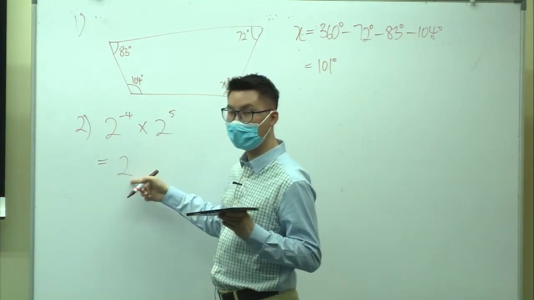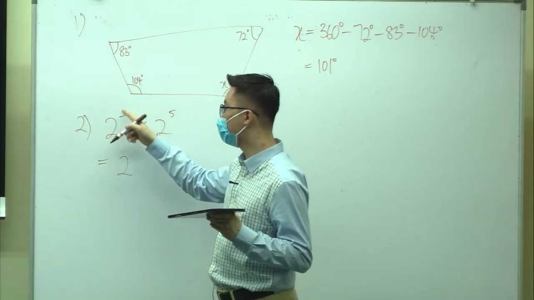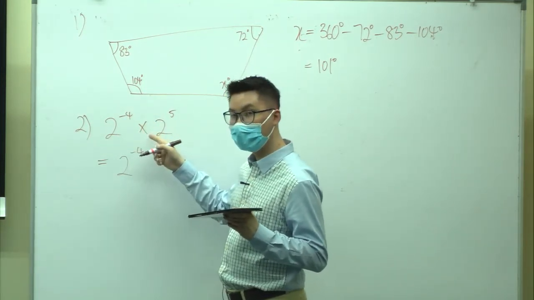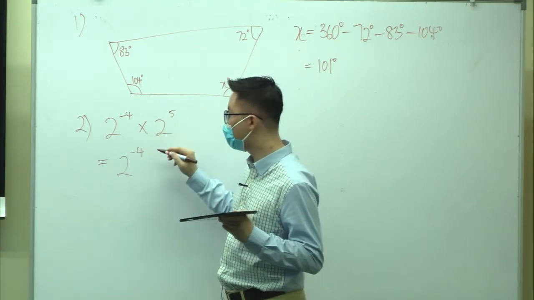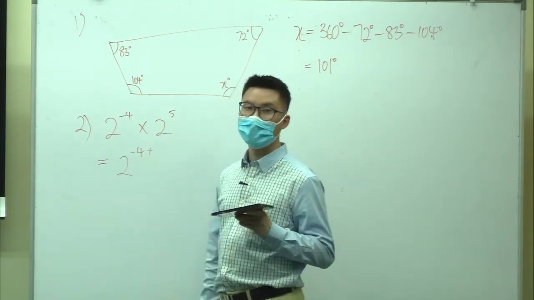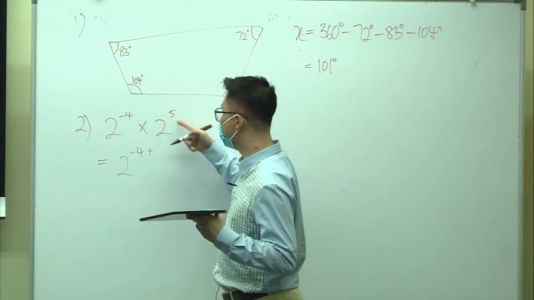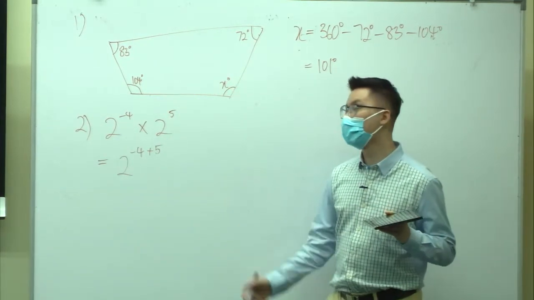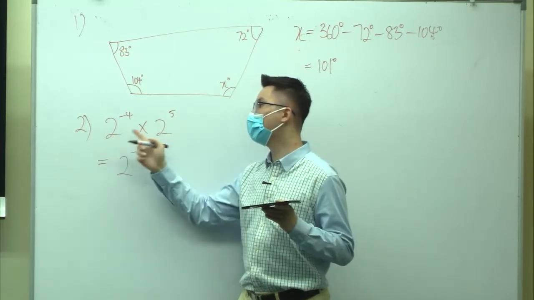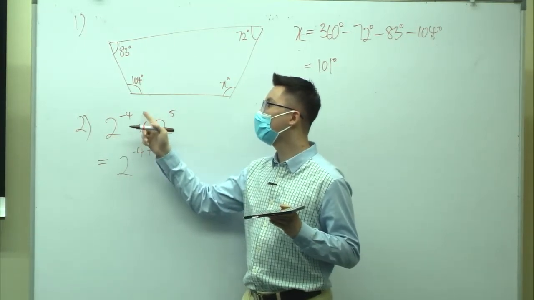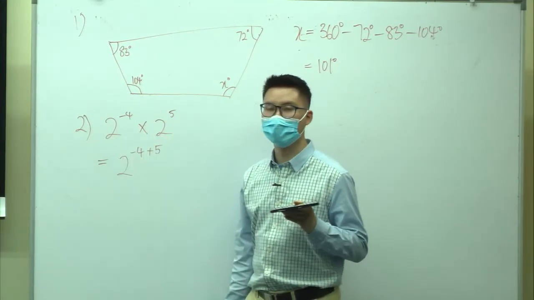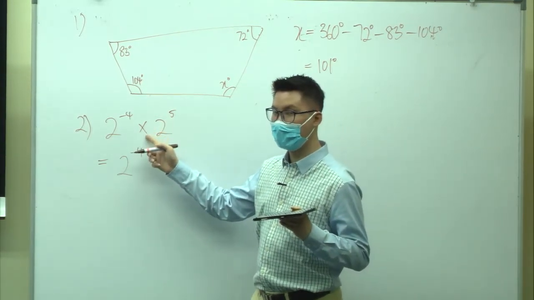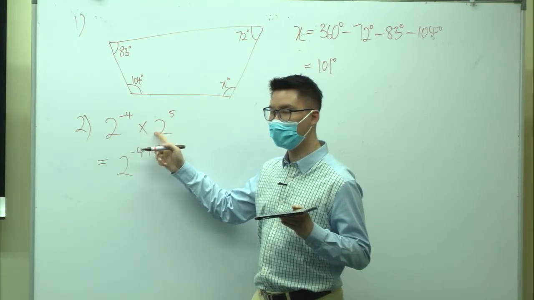Keep the same base. And you see this power. If this is times, we're going to add. We're going to use the plus. Plus this power. It just simply means we combine these 2 bases as 1, and then the powers, we're going to add them together. Just like this. If this is times. If this is divide, we're going to what?